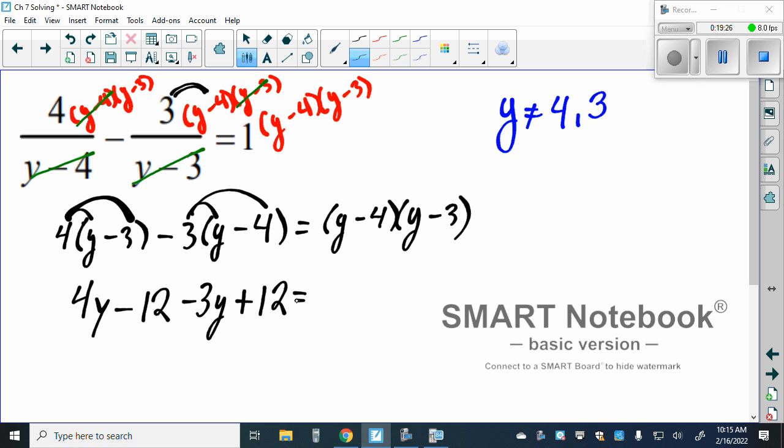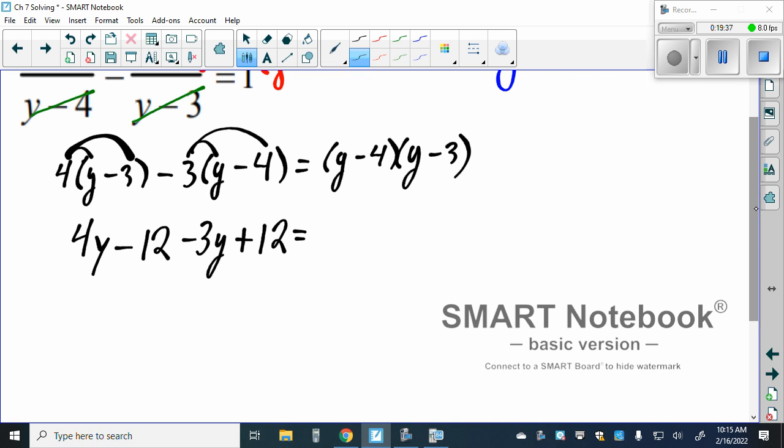And if you do feel comfortable with doing that and eliminating at the same time, go on and do it. But if you want to make sure that you keep the signs right, it's sometimes good to write it out. On the other side, we're going to have y times y, which is y squared, minus 3y minus 4y plus 12.